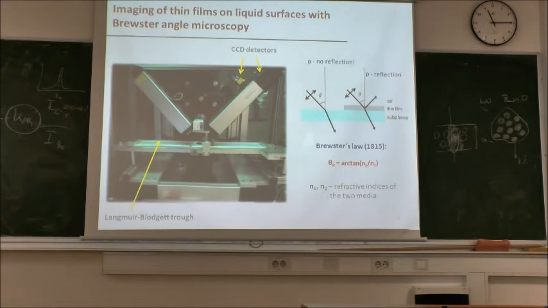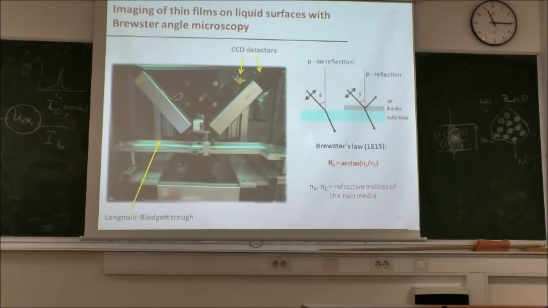But if a thin film is introduced in between two phases, for example air and water, the optical properties of the system change so that a small amount of incident light is reflected. And this can be seen as a brighter region in the Brewster angle microscopy image. So in combination with the Langmuir-Blodgett technique, we can study morphological features of the films at the air-water interface.